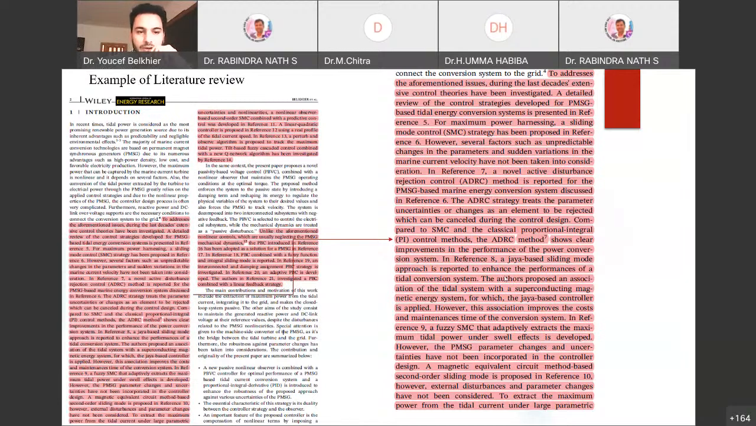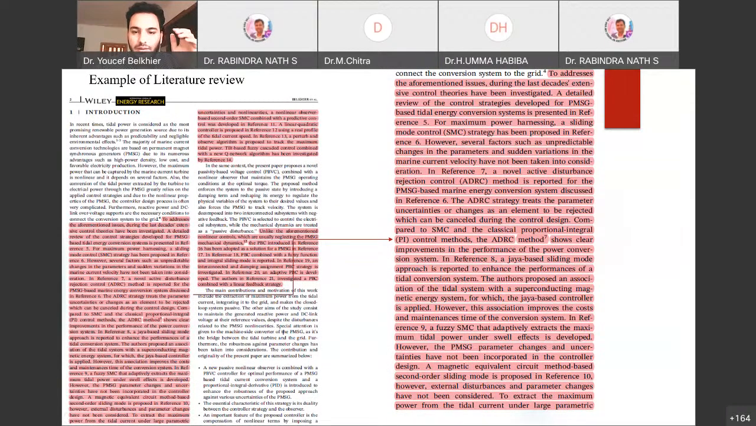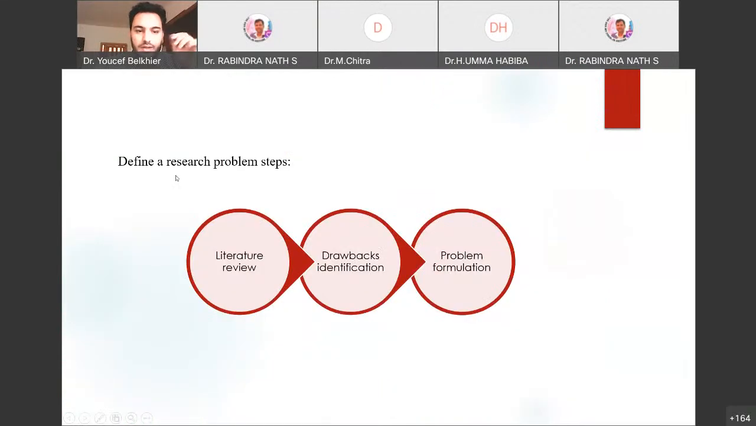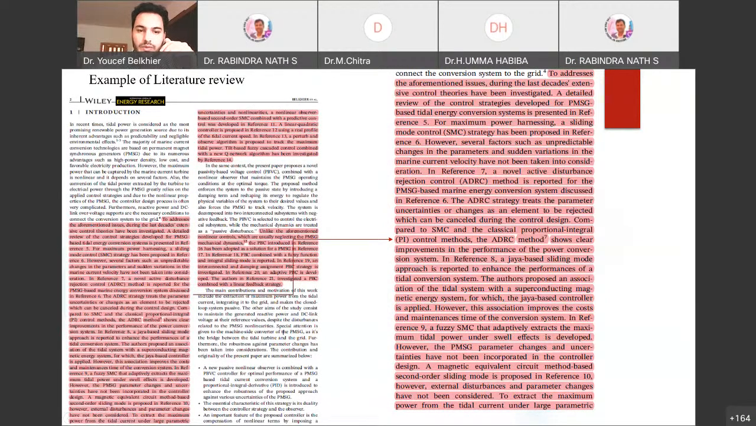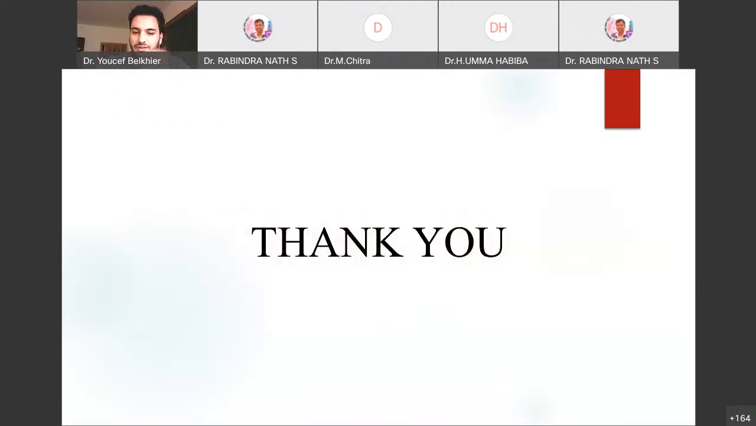Firstly, here is just an example of how to summarize the literature review: cite all the previous papers, where you found this problematic, and conclude. So these are the major steps to formulate the research problematics. Firstly, do the literature review, read many papers or research works, identify drawbacks, and then you can formulate your problematic. Thank you very much for your listening.